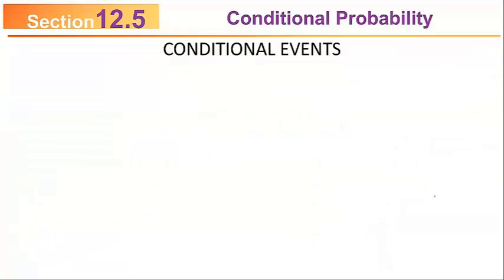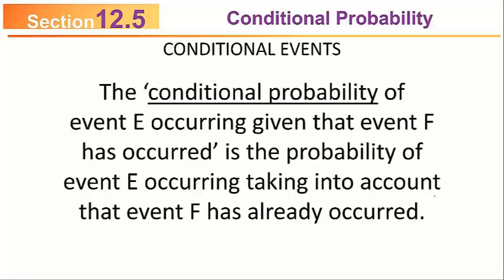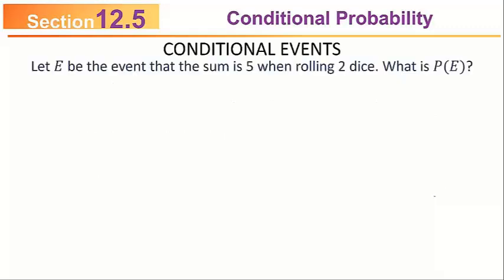Now I want to talk about conditional events. That's the subject of section 12.5. And this is also where I said earlier we introduced some new notation. The conditional probability of event E occurring given that event F has occurred is the probability of the event E occurring taking into account that event F has already occurred. And that's what the adjective conditional means. Conditional probability means the probability conditioned on the fact that something else has already occurred. It's good probably to introduce this idea through an example.